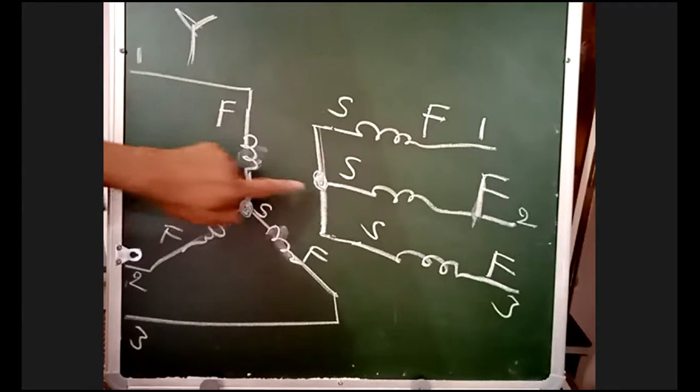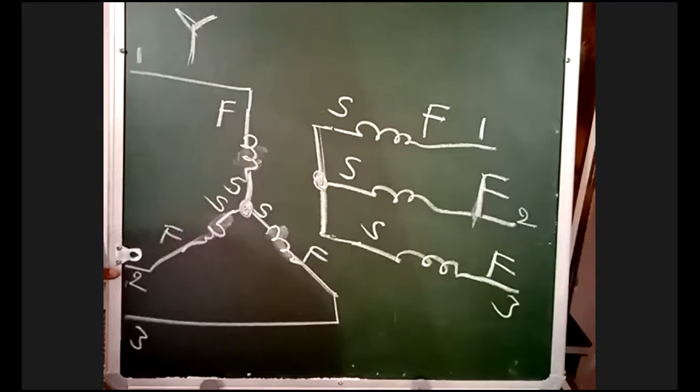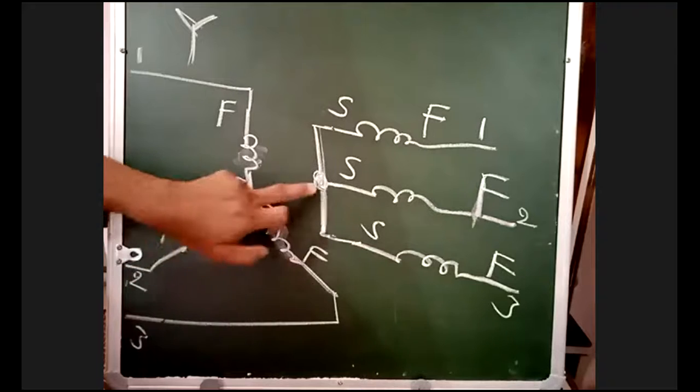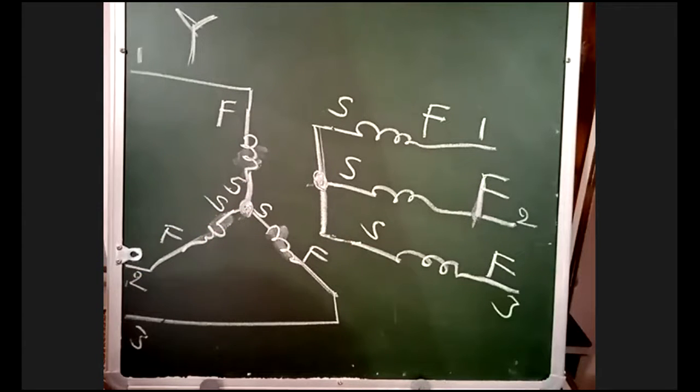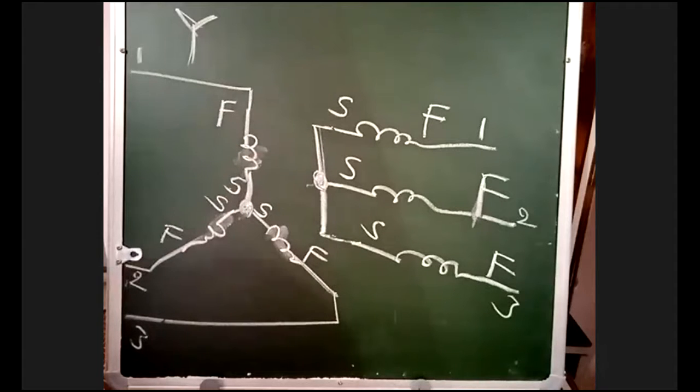This starting is connected here, second coil. Then the finishing is connected to phase 2. The starting of this third coil is connected here, and the finishing is connected here. This is the star connection. In this way we are getting the star connection.